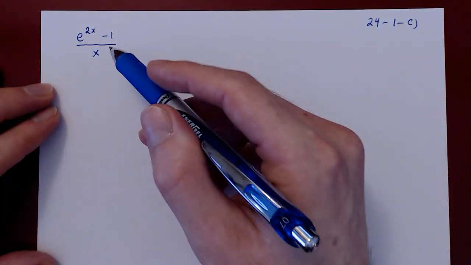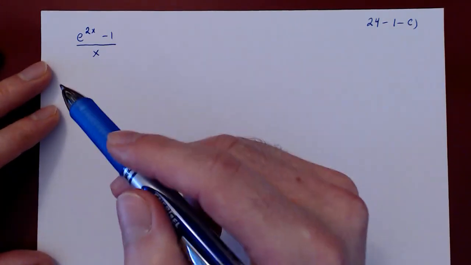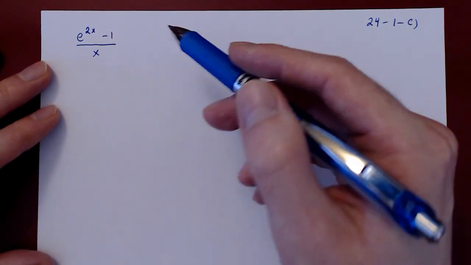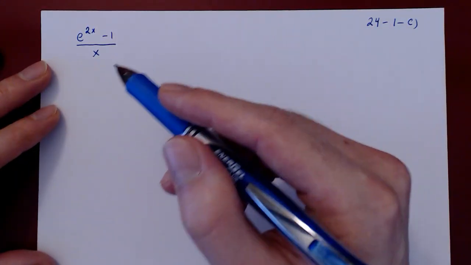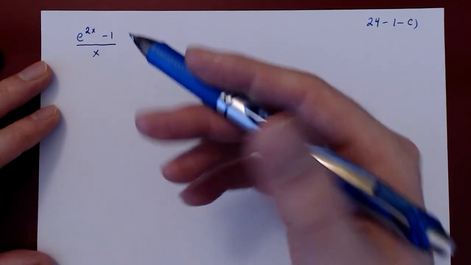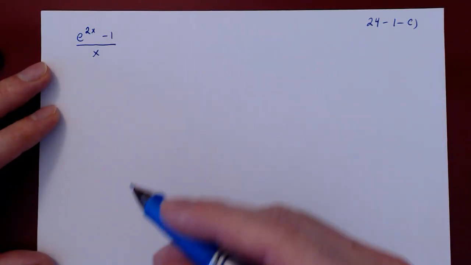In this video, we will find the Maclaurin series of the following function, but not from scratch by finding the higher derivatives, but instead building on our knowledge of the Maclaurin series of e to the x.